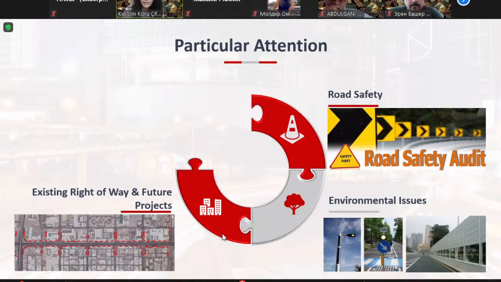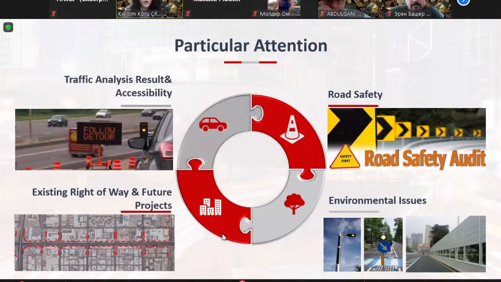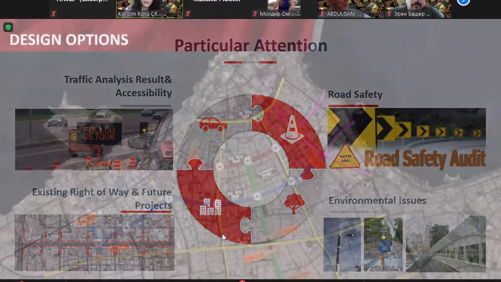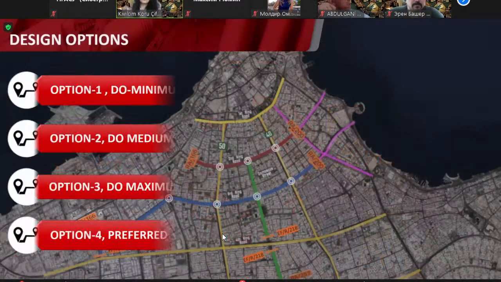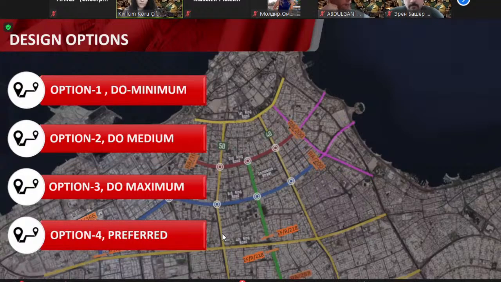So as you see, there are plenty of residential areas along the roadway. So we paid a lot of attention to the right-of-way issues and the future of the project. Also, as I explained earlier, traffic analysis results and accessibility are quite important for these design development stages. So what were the options? Let me take you through the options.